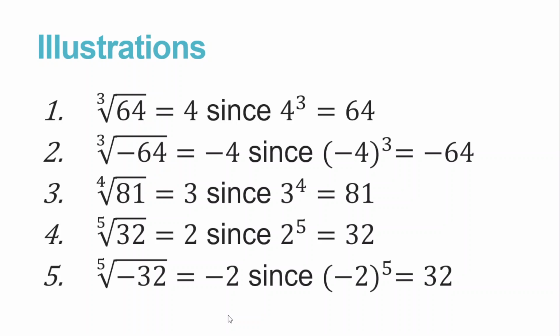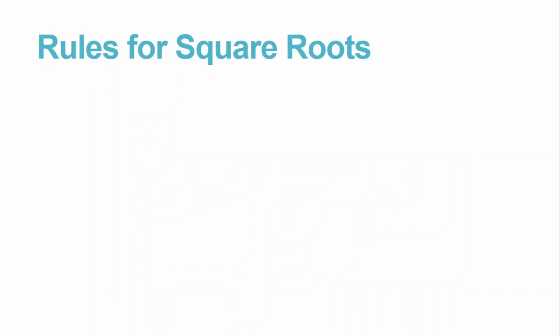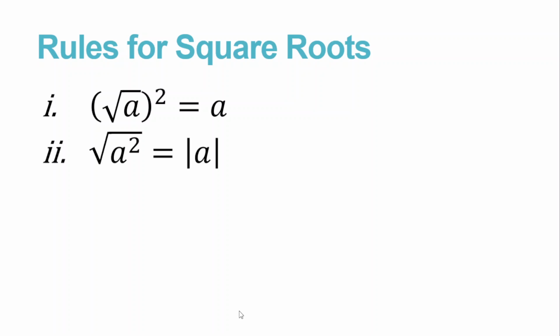Okay, let's go to the rules for square roots. A fun topic to work with. So first, if we have the square root of some number a raised to square, that's equal to a. So it will cancel, okay? And if we have the square root of a squared, that will be equal to the absolute value of a.